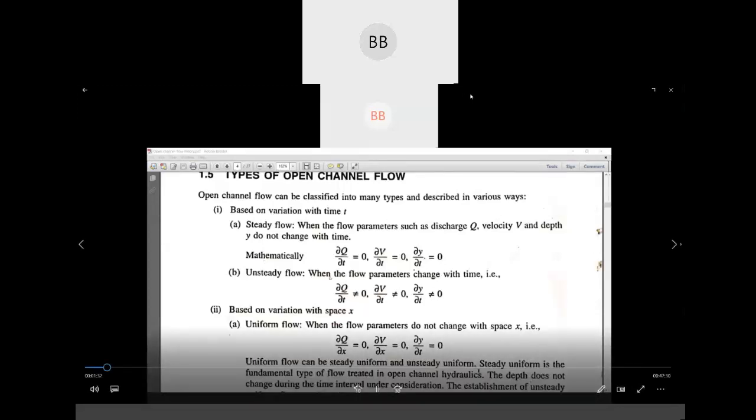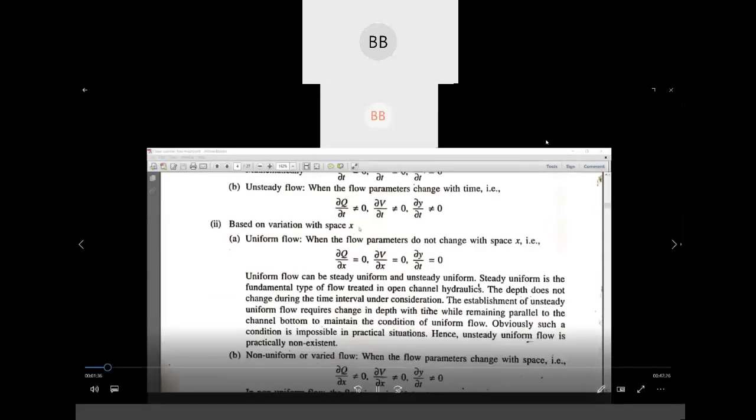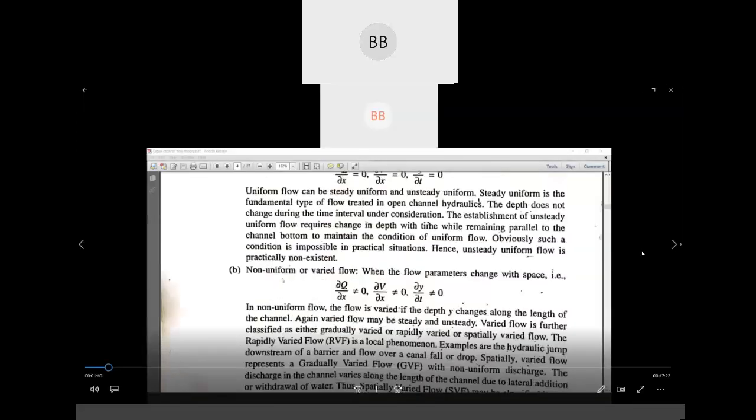That's steady flow and unsteady flow. Then we have discussed based on variation with space, that is your uniform flow and non-uniform flow. Again, non-uniform flow, we have three types. One is your gradually varied flow, one is your rapidly varied flow, and another one is your spatially varied flow.